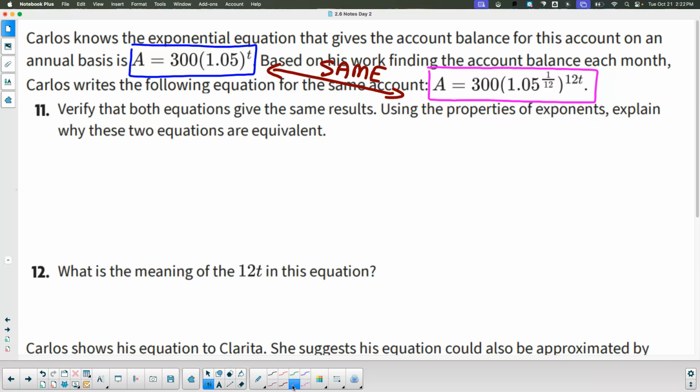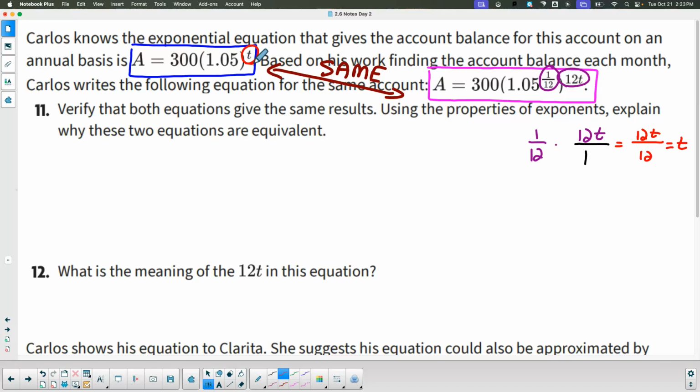We multiply them. Power to a power, we multiply the exponents. Okay? So if I'm looking just here at my exponents, I'm going to multiply that and that. 1/12 times 12t. Well, 12t is like 12t over 1, and that gets me 12t over 12, which is just t, that exponent right there. So those are the same equations.